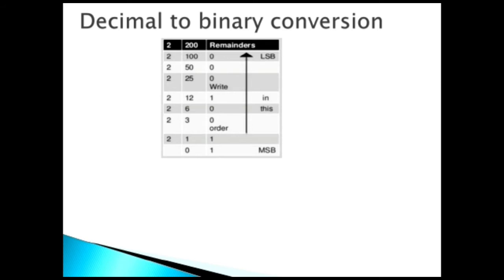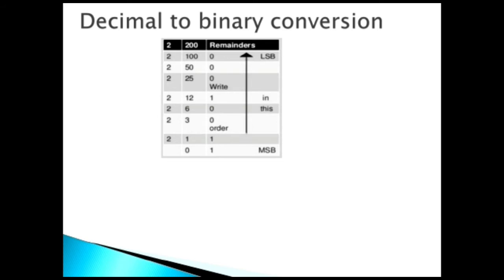Then again divide the 100 by the base. Now we are getting the result equal to 50 and the remainder is 0. Now again divide the 50 by 2. Now the answer is 25. Remainder is 0. Again divide the 25 by 2. Now we are getting remainder as 1. We will divide till we receive the 0 and some remainder.